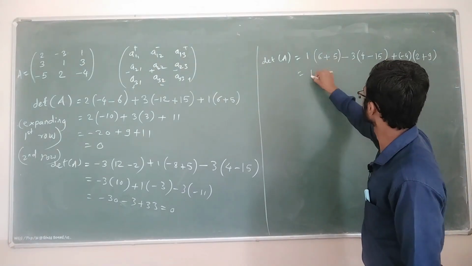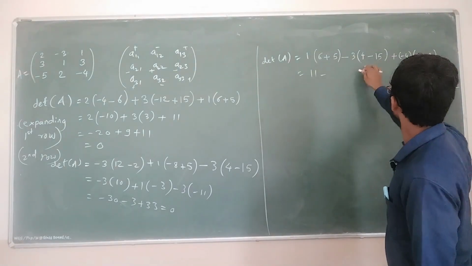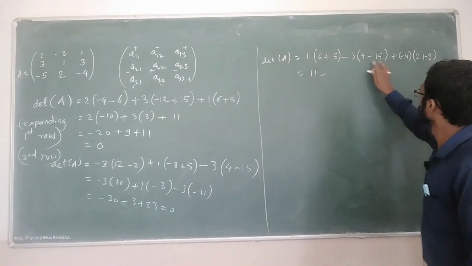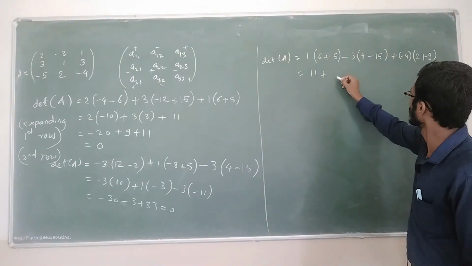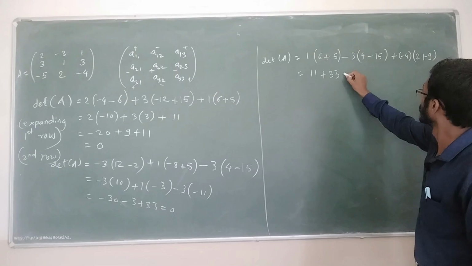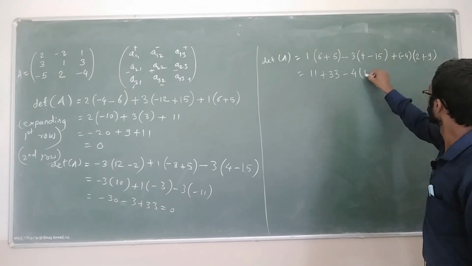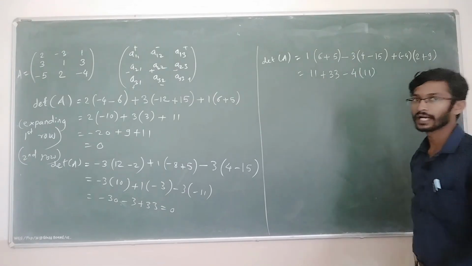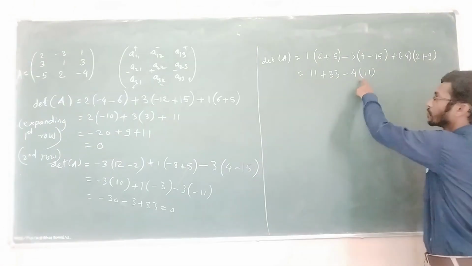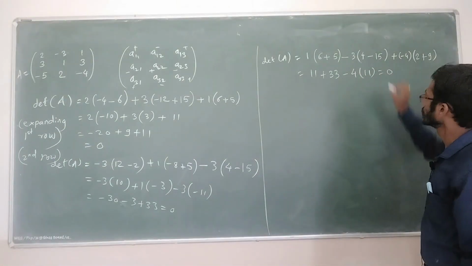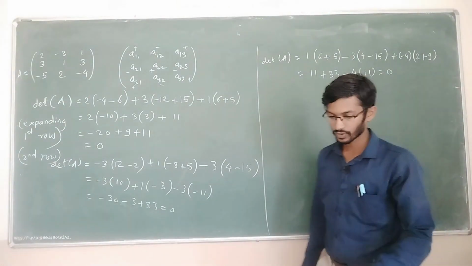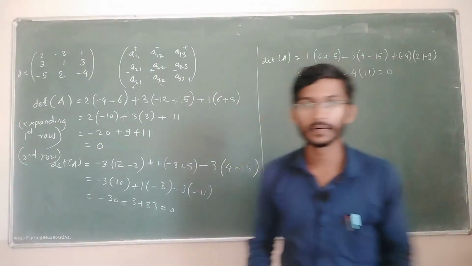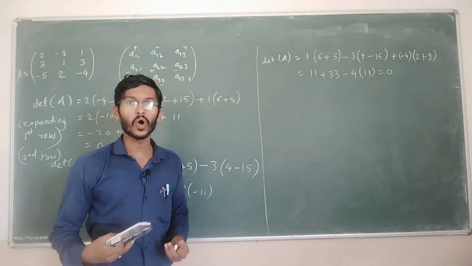So this is 6 plus 5 is 11, minus 3 into minus 11. So that will become plus 33, minus 4 into 11. So again here you will get 11 plus 33 minus 44. Again this will give you the answer equal to 0. So now we are clear that you can expand with any row or any column.